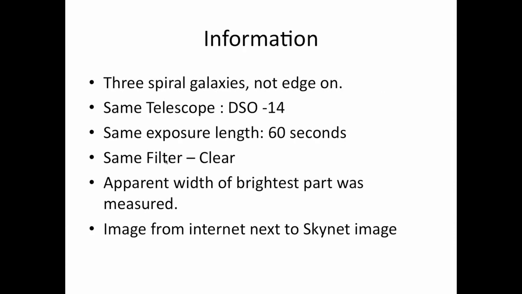You can go to the next slide. And this is what we did. I tried to do it not edge-on. I used the same telescope, the same exposure length, and the same filter. And I took the same part of each of the spiral galaxies, so I took the brightest part in the center, so I wasn't going way out to the edges. I only did the 3, and I realized that they weren't all exactly at the same angle, but there was a correlation. So you can go to the next slide.